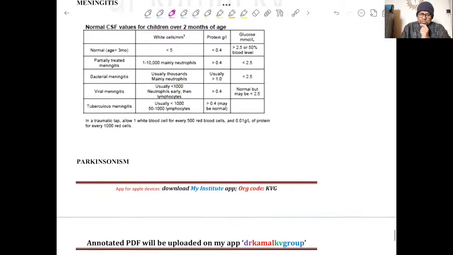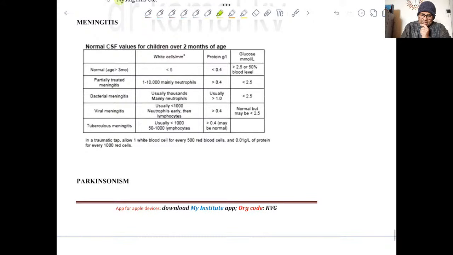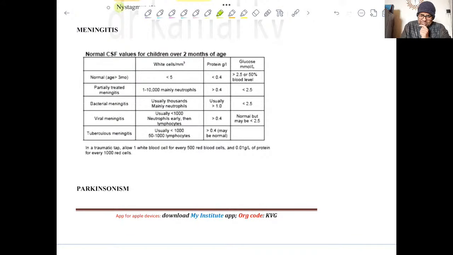Then meningitis, I think most of you must be perfect with this. Like in bacterial meningitis, in CSF sample we will see plenty of neutrophils. In tubercular we will see plenty of lymphocytes. And the only thing in terms of gross, you can write here, we will see a cloudy CSF, and we can see a cobweb appearance here. Clear? Sugar will be always less because it is eaten up by bacteria.